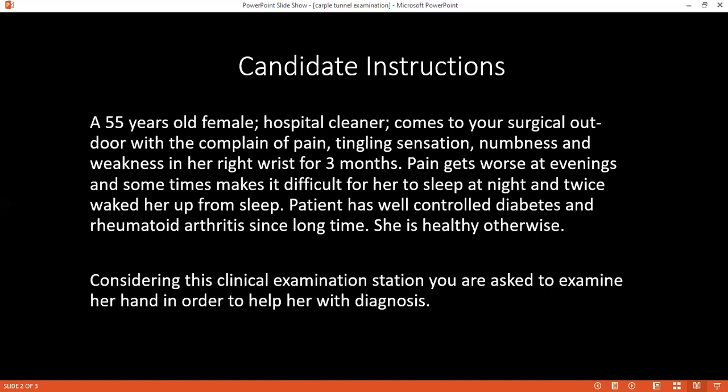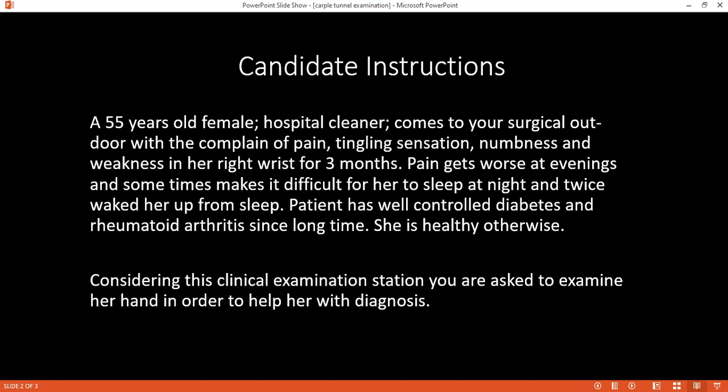Then I will check the hand function. I will ask the patient to squeeze my finger with the hand, then to squeeze my finger with the help of the index finger and thumb. Then I will ask the patient to pick a coin out of my fingers. In this way, I will check for power grip, pincer grip, and precision grip.